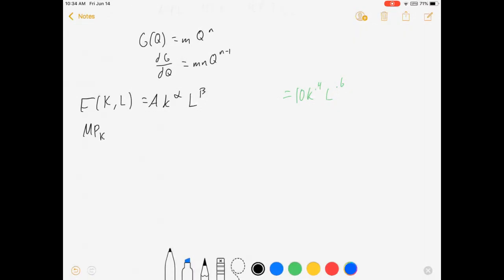MPK, marginal product of capital, is the derivative of f with respect to K. It is how fast production rises when you add more capital. Just like marginal utility is how much utility rises when you add one more thing. This is that, only with production and capital. One thing to notice is I wrote dels instead of d's.